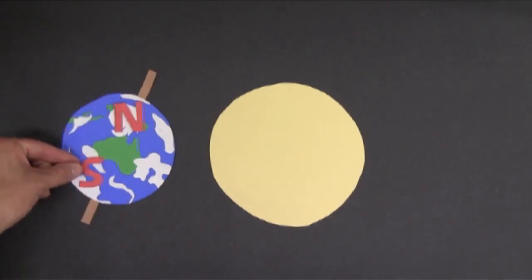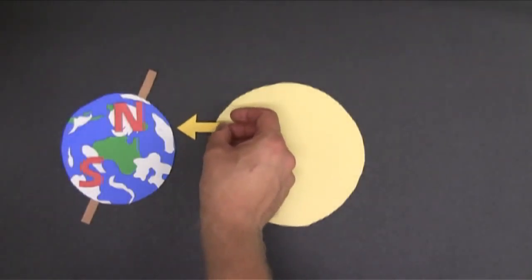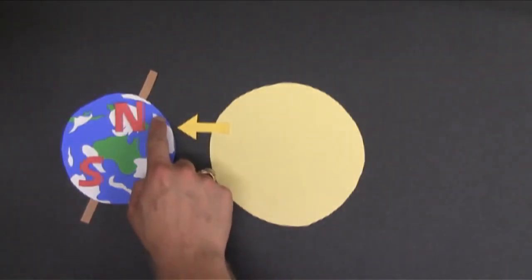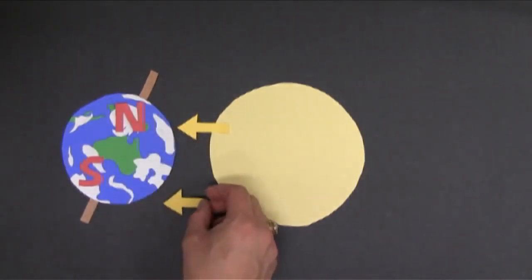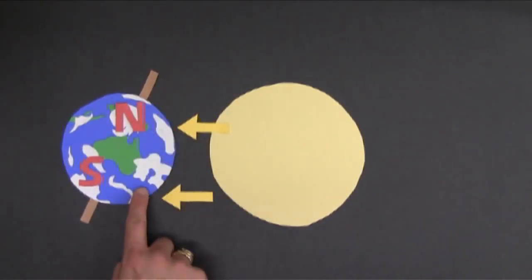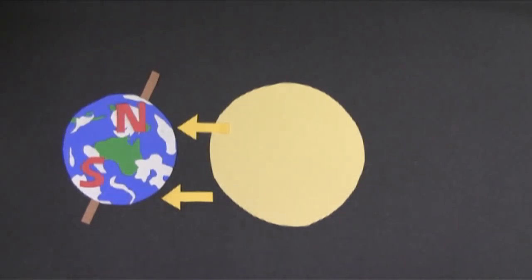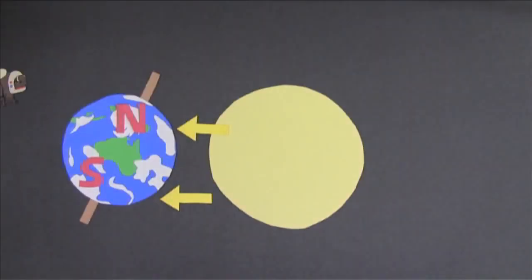angled away. When a hemisphere is angled towards the Sun, the Sun's rays hit it directly. That's what's happening in the northern hemisphere here. But when a hemisphere is angled away from the Sun, like the southern hemisphere here, the Sun's rays hit it indirectly. Okay, so what difference does direct or indirect sunlight make? Oh, there's a huge difference.